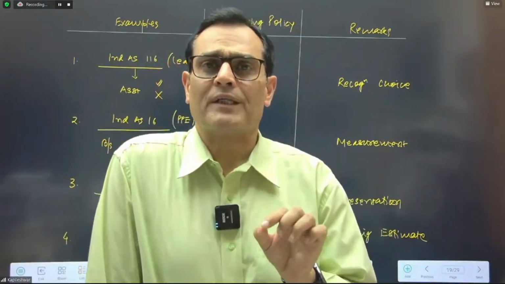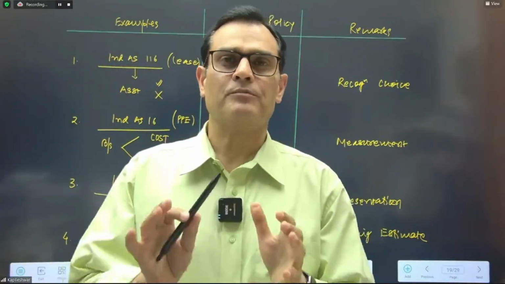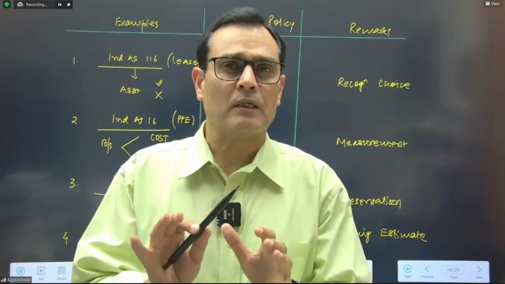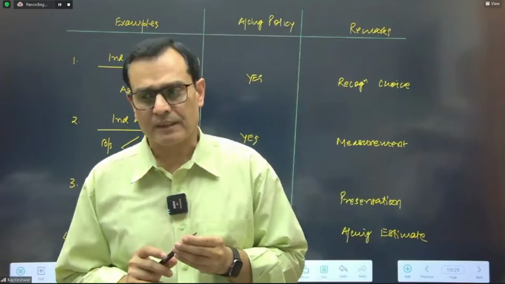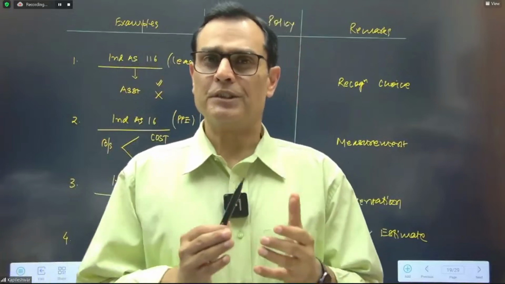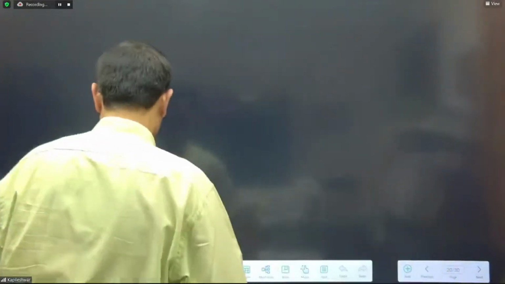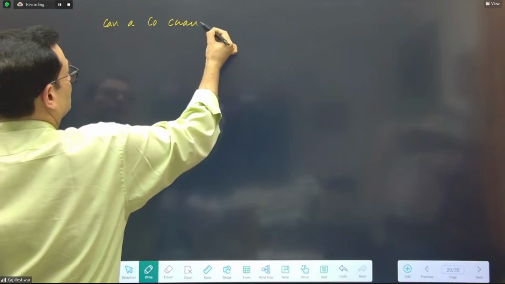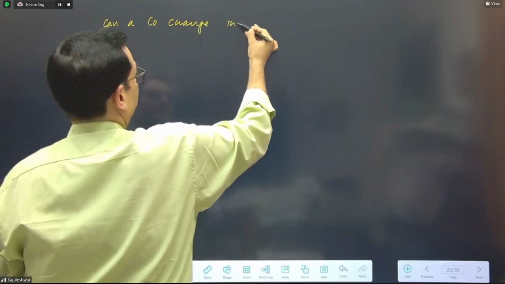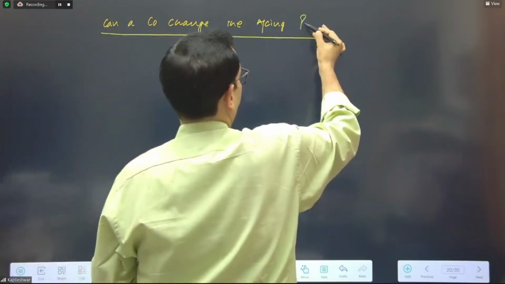So we have understood what an accounting policy is. Now I need to take you further and understand, can a company change the accounting policy? If yes, what are the circumstances when you can change it? And number two, when the change occurs, how would you account for it? So let's take it further. Now we're looking at the second issue, and that is, can a company change the accounting policy?